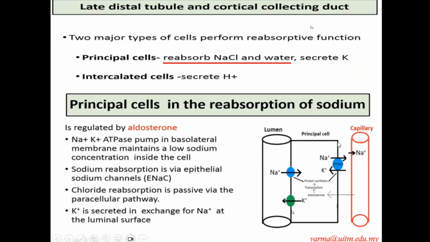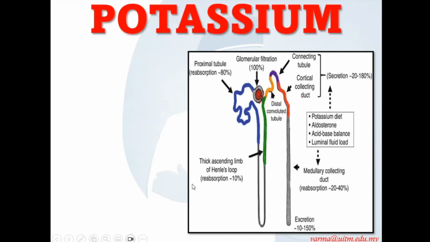So what happens in the principal cell? We talked about it just now. Aldosterone stimulates the sodium channel and the sodium-potassium ATPase pump, increasing the reabsorption of sodium and increasing the secretion of potassium. Aldosterone also stimulates this potassium channel in the apical membrane into the tubular lumen, to be excreted out. Okay, so now we have talked about sodium.